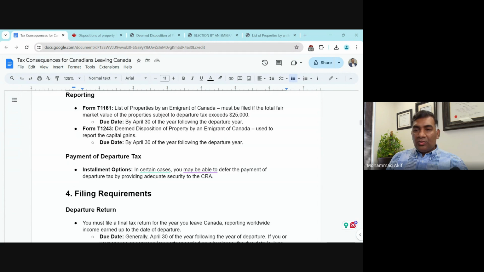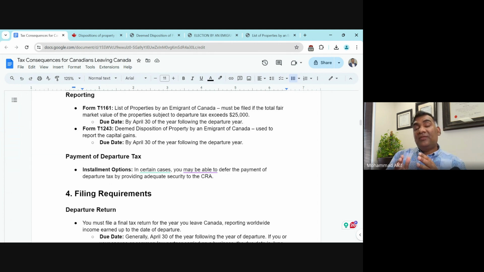All right. As I am sharing my screen, you can see that there are two main forms that are part of a departure return. If you do qualify for those forms, these are forms that need to be filed when you move outside of Canada. This is a very important form because there are some penalties associated with these forms.